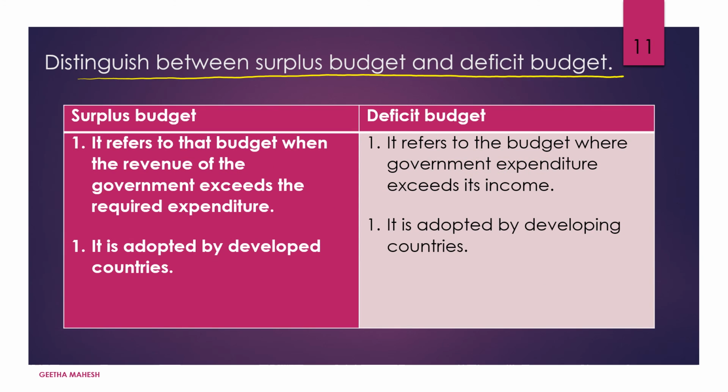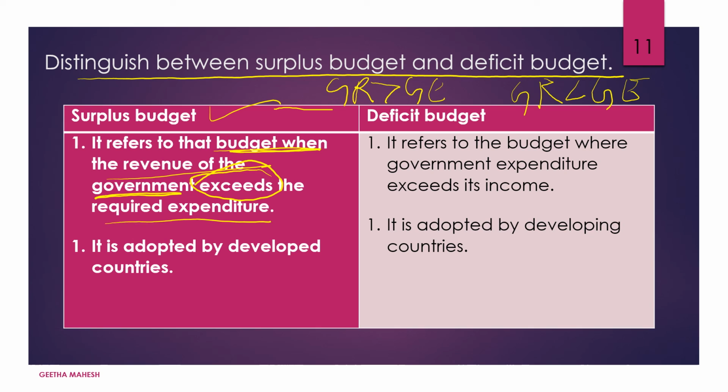Distinguish between surplus budget and deficit budget. Surplus budget is where government receipts are greater than government expenditure. Deficit budget means government receipts are less than government expenditure. A surplus budget refers to a budget where the revenue of the government exceeds required expenditure. Such a budget we call a surplus budget.